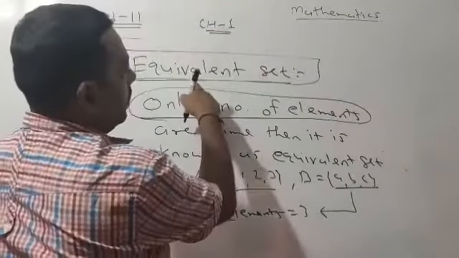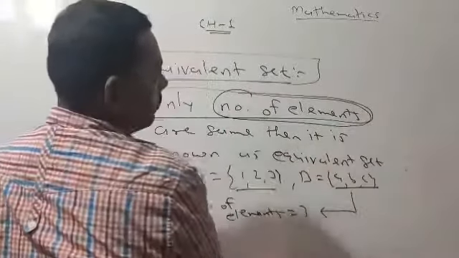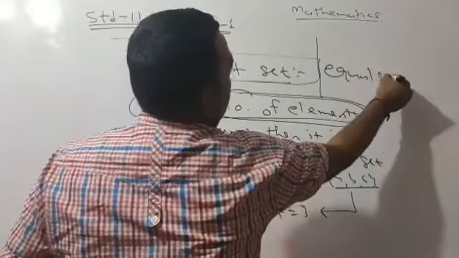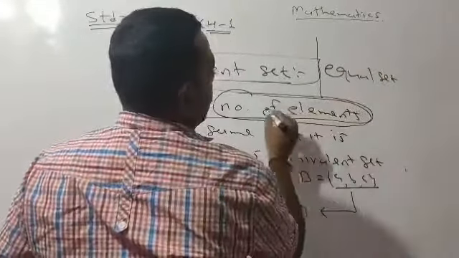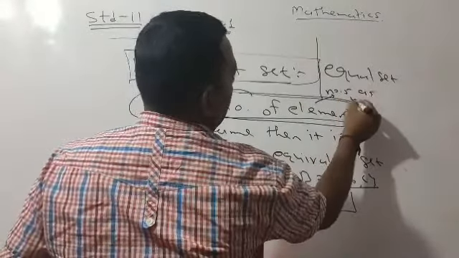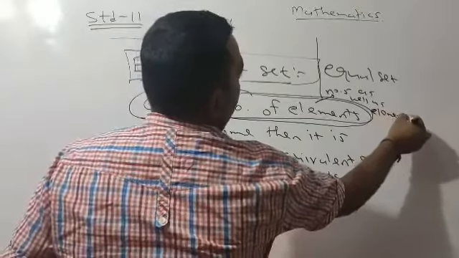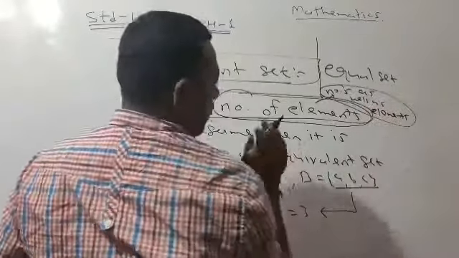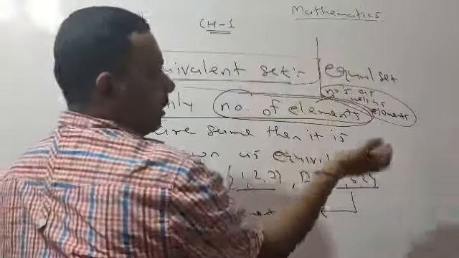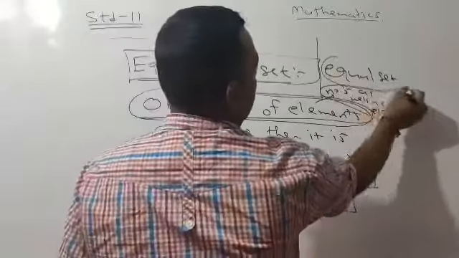What is the major difference between equal set and equivalent set? See, in equivalent set, only the number of elements are the same, but in equal set, the number as well as the elements are the same. 3 elements, then there are also 3 elements, but if here 1, 2, 3, then that another set also contains 1, 2, 3. In that kind of case, it is known as equal set.